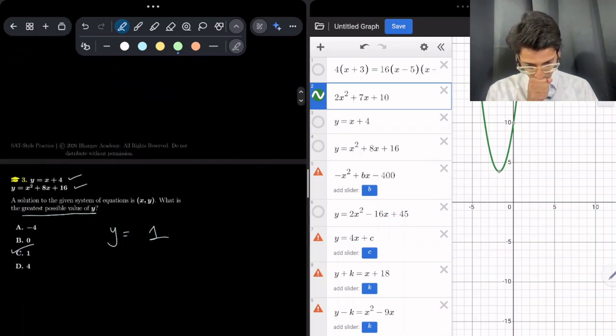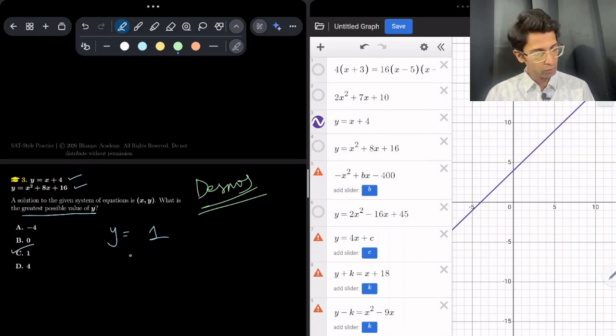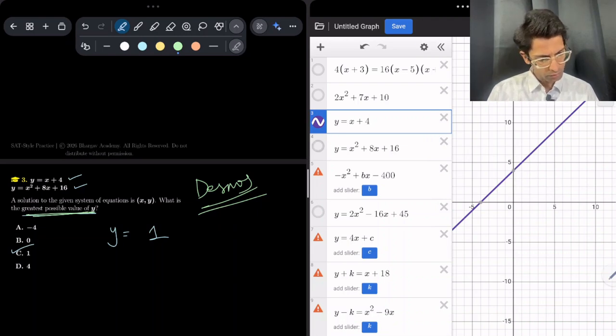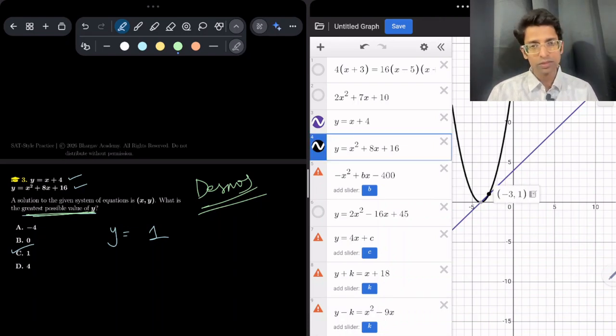What about this? Again, Desmos is coming to our help here. If he is asking you to solve something, usually Desmos is the best way, especially if he is asking you to solve either x, y, or if he has given you both x and y and he is asking you to solve a particular constant, then please go for Desmos. I have substituted both the equations here, and then I have figured out the value of y. He is asking you the greatest possible value of y, which is minus 3, 1. The y coordinate is 1.